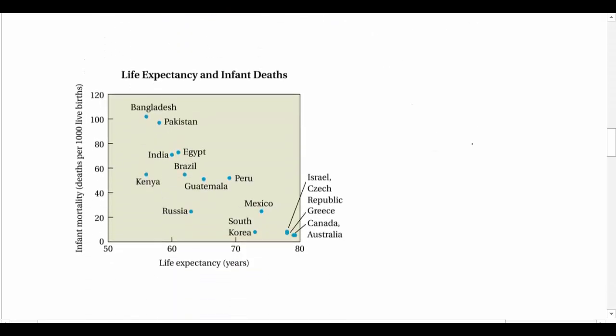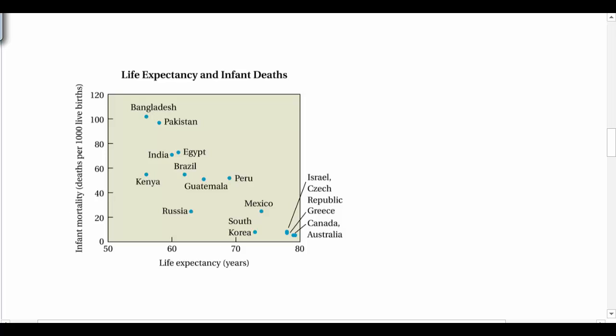Okay, life expectancy and infant deaths. So just so we get a sense as to what we're looking at here, we're looking at countries where a person typically dies at a certain age. Over here in Kenya and Bangladesh, they're dying a little before 60, whereas over in Mexico, people tend to live a little bit longer, to about 70. In Australia and Canada, people tend to live closer to 80. Okay, so that's what we're looking at on the x-axis.